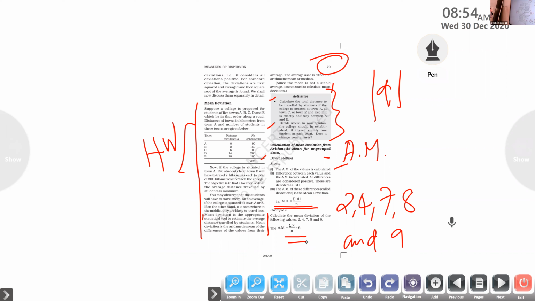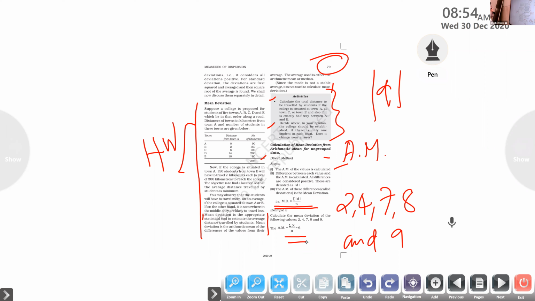Arithmetic mean is equal to 6. How is it? Can you prove that? Sigma x divided by n, right? What is the n here? Sum of all observations by 5. Very good.